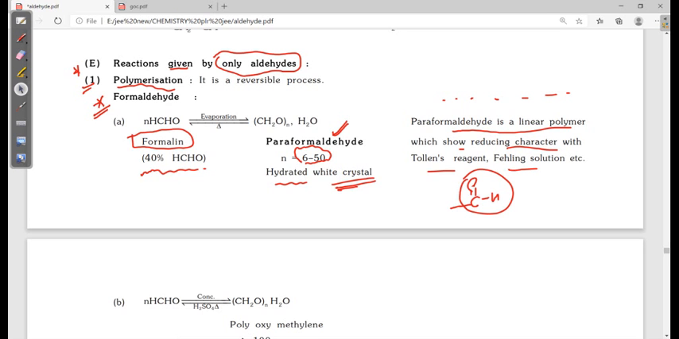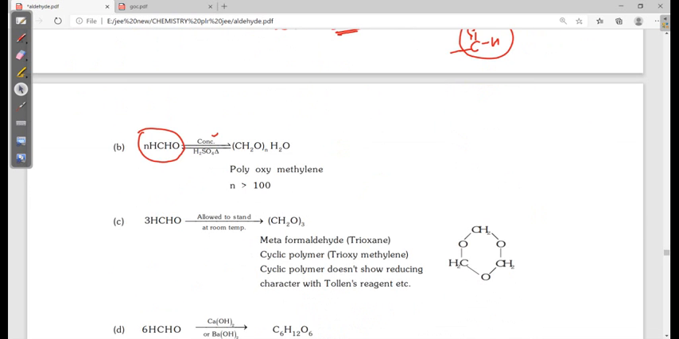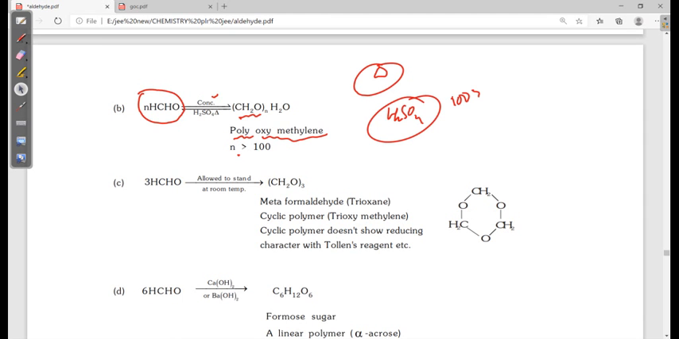Next, the same formaldehyde in the presence of concentrated H2SO4 again forms a polymer. Here the number of units is increasing, more than 100. This is known as polyoxymethylene. So earlier it was just heating; here we are using H2SO4, so that's why it is more than 100.